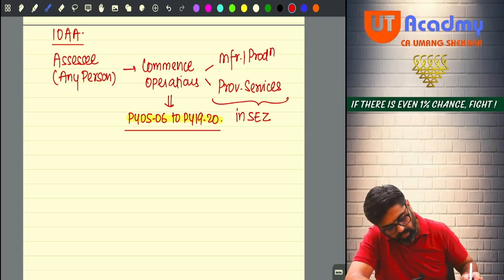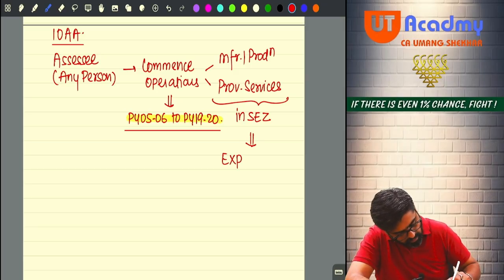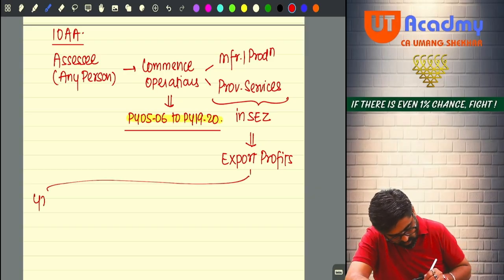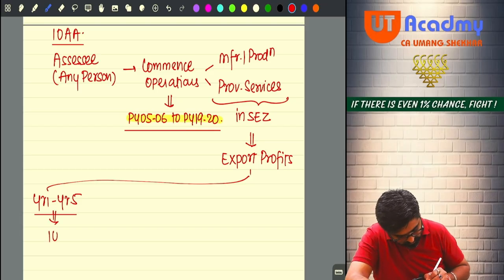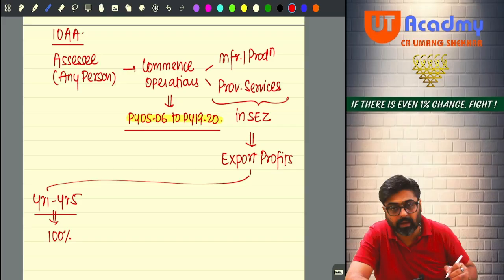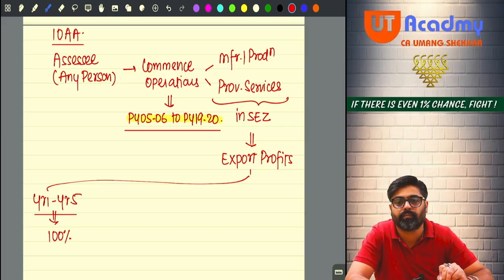So from this SEZ business, whatever export profits you will earn, export profits of year 1 to year 5, 100% of those export profits will be allowed as a deduction.